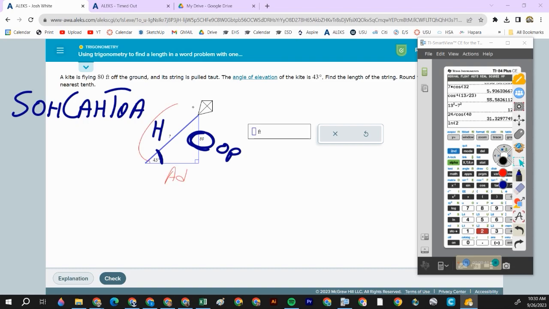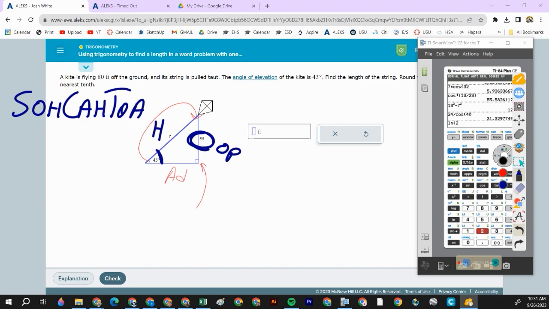If I switched theta to the other side, what would happen? The O and the A would flip. Does everybody understand that? Adjacent is the geometric word for next to. So the adjacent leg touches theta, and the opposite leg does not, and then the hypotenuse never changes. And for that reason, we cannot choose the right angle as our theta, because then O and H become the same side, and then you end up with two adjacents.